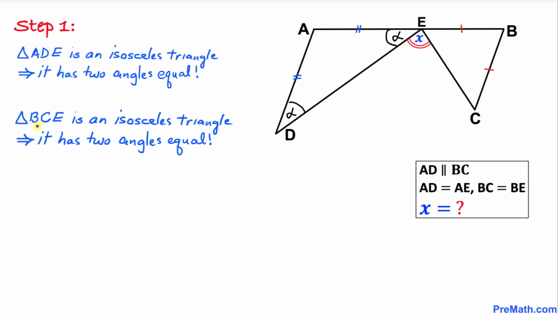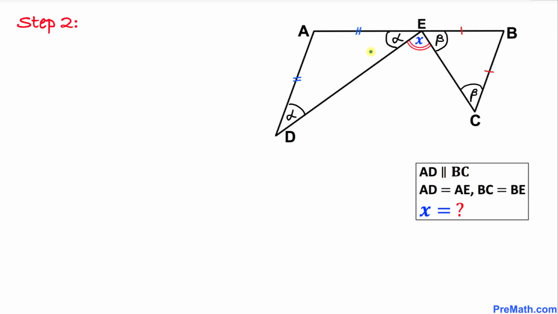And now let's focus on this triangle BCE, and we know that these two sides are of equal length, so it is also an isosceles triangle. That means these two angles are going to be equal as well. Let me call this angle beta. Then this angle is going to be beta as well.